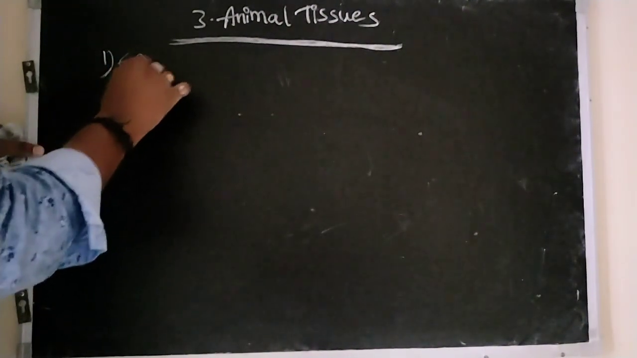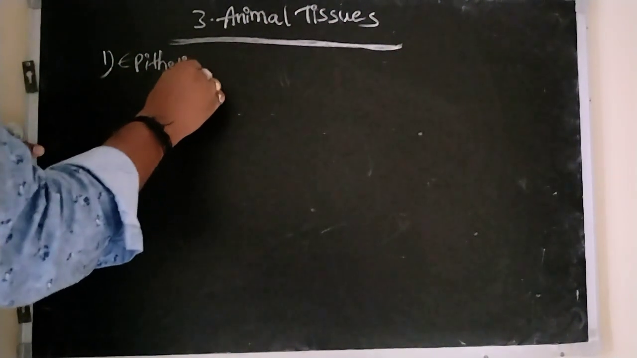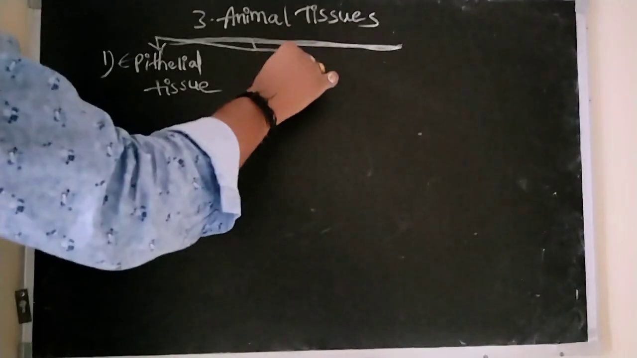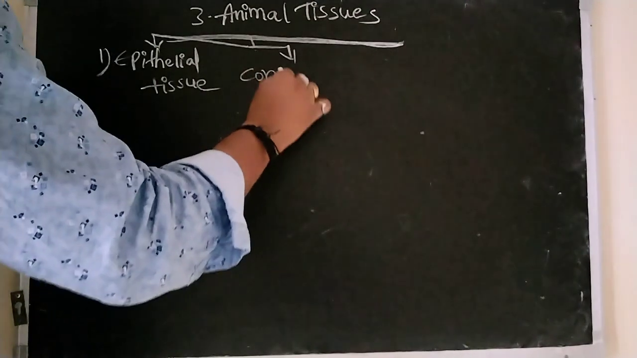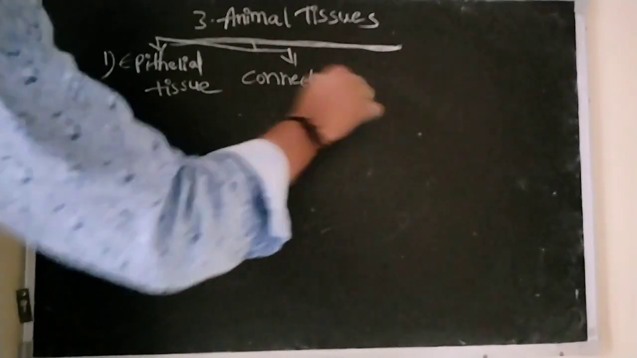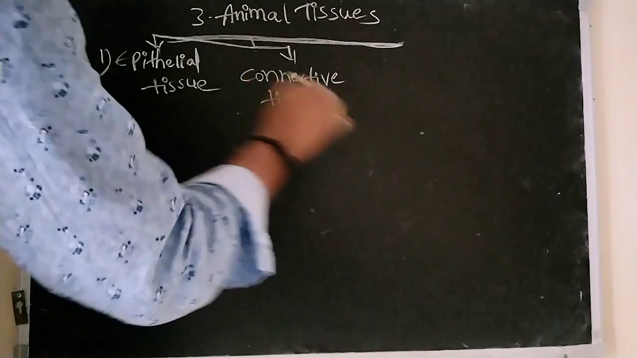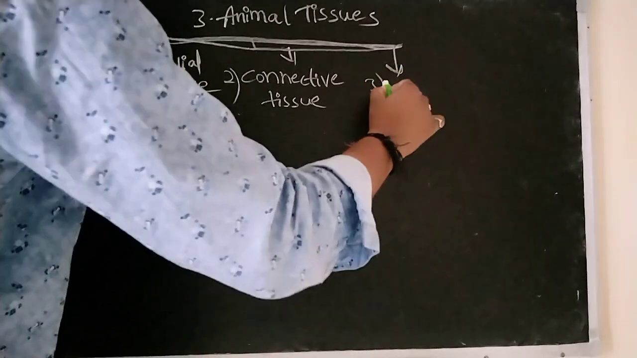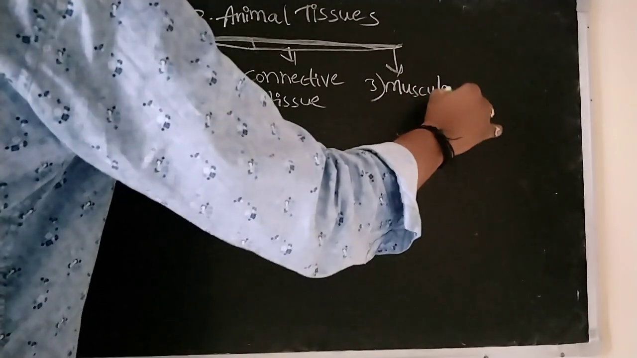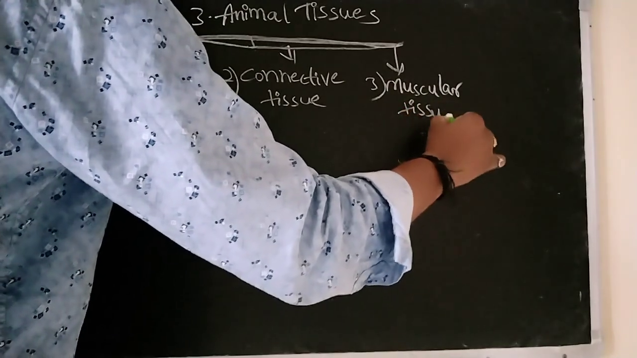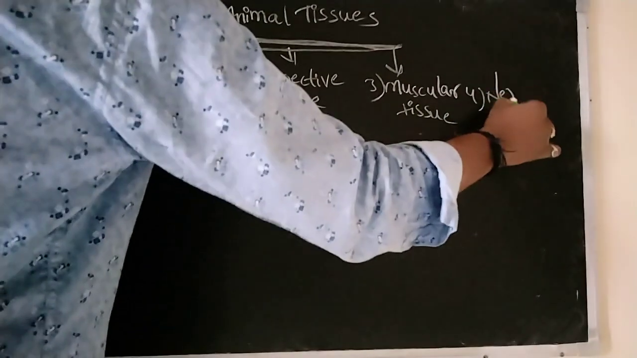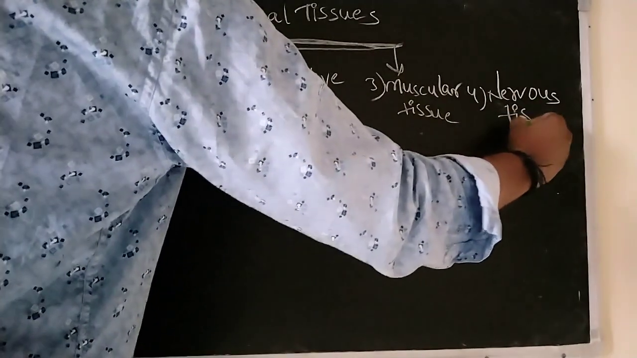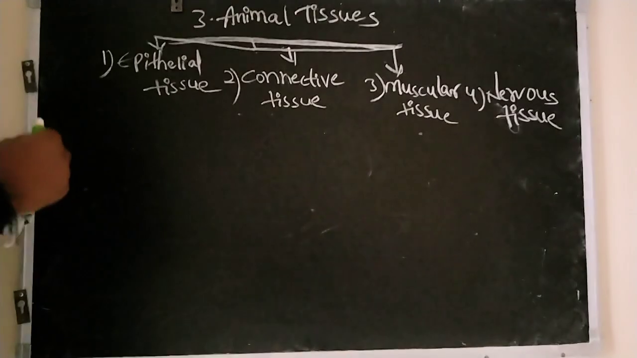First one, epithelial tissue. Next one, connective tissue. Third one, muscular tissue. And fourth one, nervous tissue. These are the four types of tissues in animals.